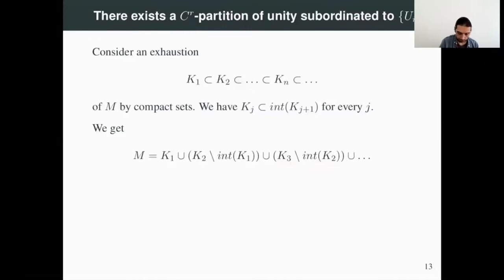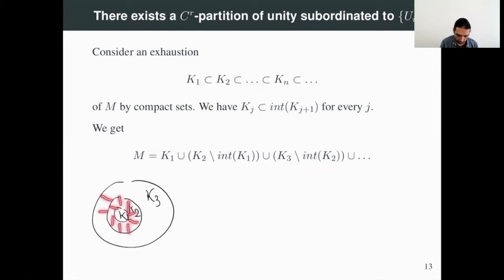Okay? If we make a very, very simple picture, this would be K1, K2, K3, and the first set is this one, the second is this closed annulus, the third one is another closed annulus, and so on. And we actually want to give the functions that appear in the partitions of unity theorem. Let's see how we can actually do that.